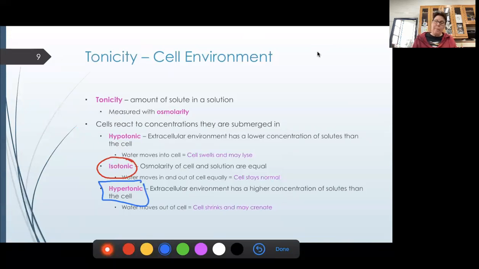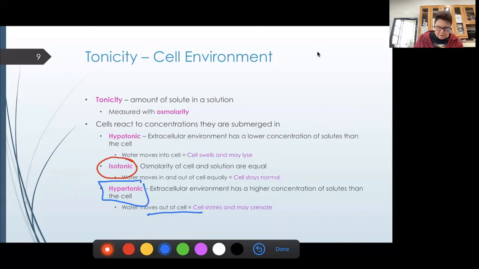And so what will happen is the water moves out of the cell to try to dilute the solute. Just think about it. Water follows the solute. So if it's high outside, it's going to try to dilute it. It's going to go out. The cell's going to shrink.